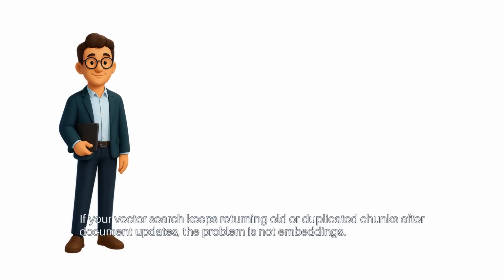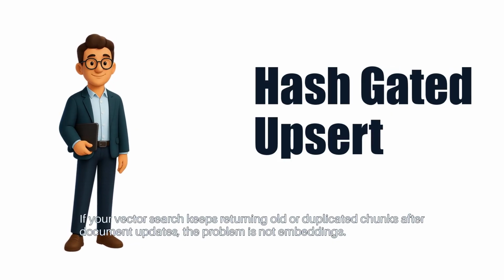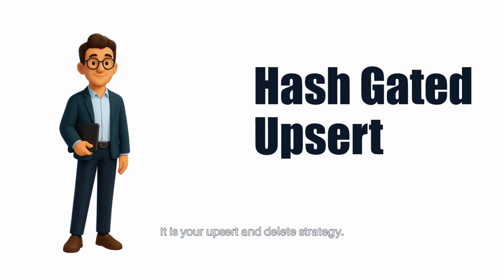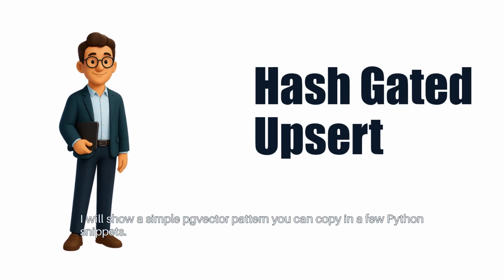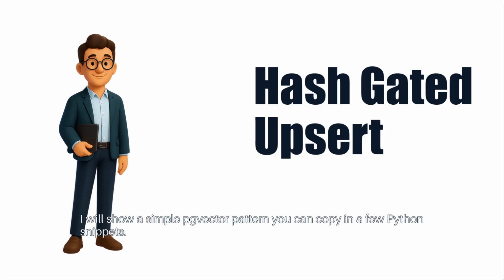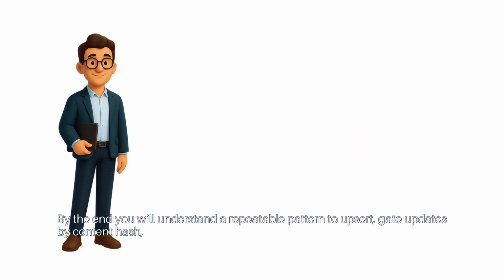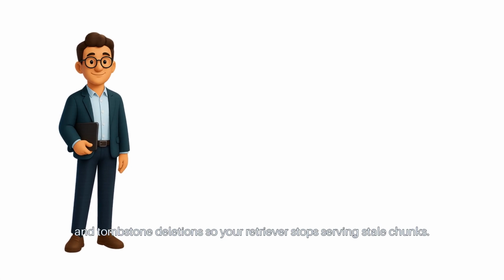If your vector search keeps returning old or duplicated chunks after document updates, the problem is not embeddings. It is your upsert and delete strategy. I will show a simple pgvector pattern you can copy in a few Python snippets. By the end, you will understand a repeatable pattern to upsert, gate updates by content hash, and tombstone deletions so your retriever stops serving stale chunks.